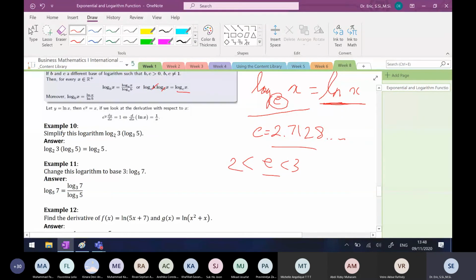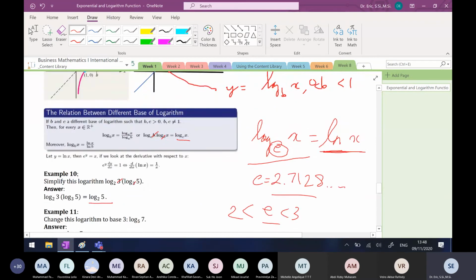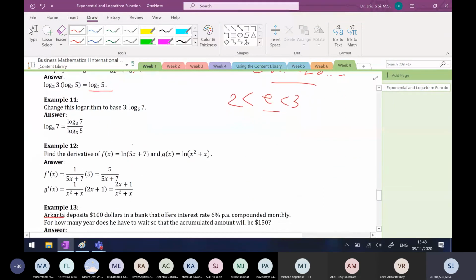Now let's simplify this logarithm: log 3 with base 2 times log 5 with base 3. This cancels out, so you have log 5 with base 2. Changing the logarithm to another base means log 7 divided by log 5. That's what we usually call the change of base property.